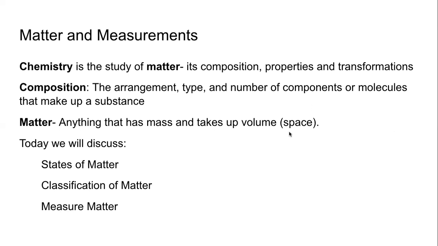So chemistry is the study of matter, its composition, properties, and transformations. And when we talk about composition, we're going to talk about the arrangement, type, and number of compounds or molecules that make up a substance. And matter is anything that has mass and takes up volume and space. In today's class, we will discuss the states of matter, the classifications of matter, and then we'll talk about ways that we can measure matter with some examples along the way.